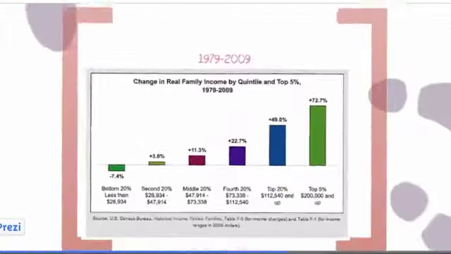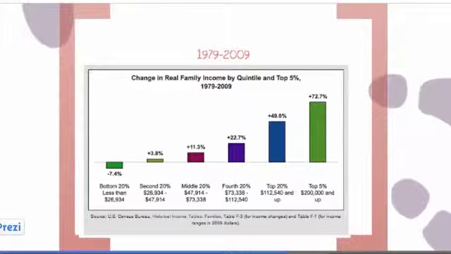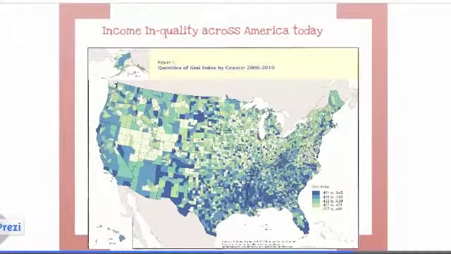However, this changed from 1979 to 2009. The bottom quintile, which previously saw the largest real family income growth, now faced a decrease in real wages. The more a family made, the higher percentage of real income they earned. During this time from 1979 to 2012, America continuously saw an increase in income inequality.